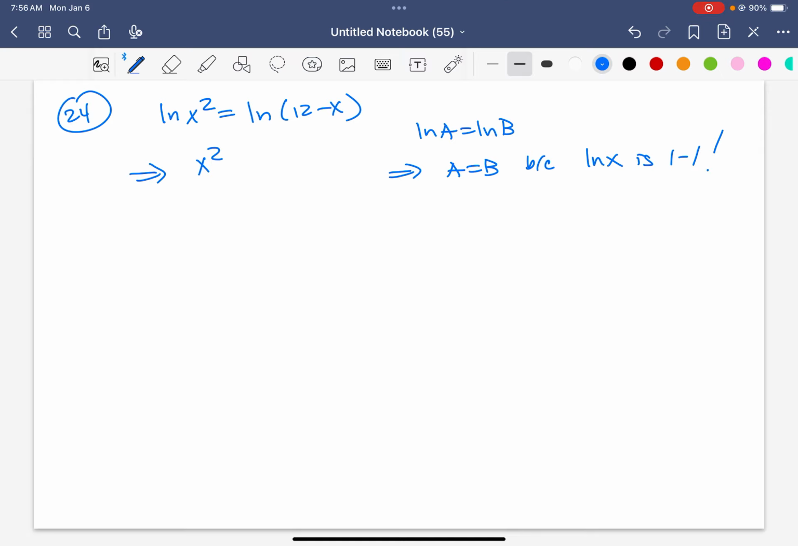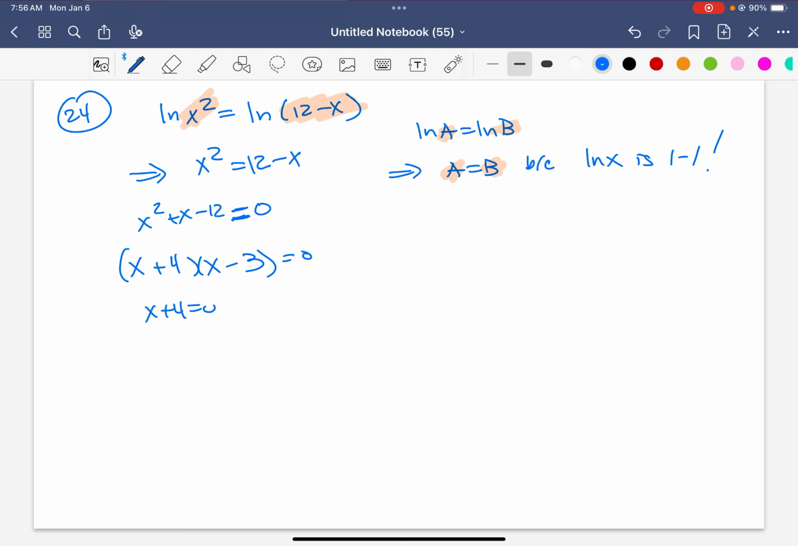So that means that x squared, this stuff and this stuff, must have been equal, right? So x squared is equal to 12 minus x. So x squared plus x minus 12 is equal to 0. Now I have a quadratic that I can solve. Anytime you're solving by hand, you want to get equal to 0. So you're going to get, what, x plus 4, x minus 3.